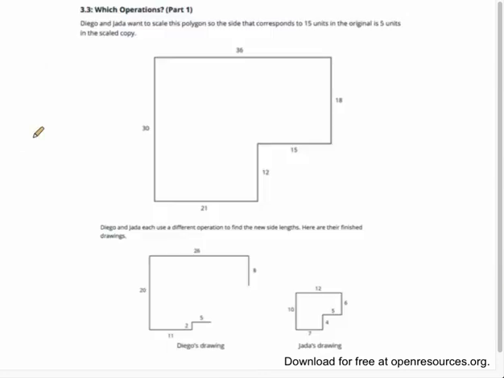Our next task asked us to think about what operation is actually being dealt with when we talk about scaled copies. So it says Diego and Jada want to create a polygon so that they're scaling this polygon. That means they're multiplying each side length by a particular factor, so that the side that corresponds to 15 units in the original, this length right here, is 5 units in the scaled copy.